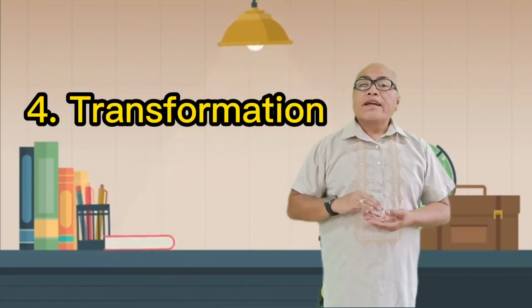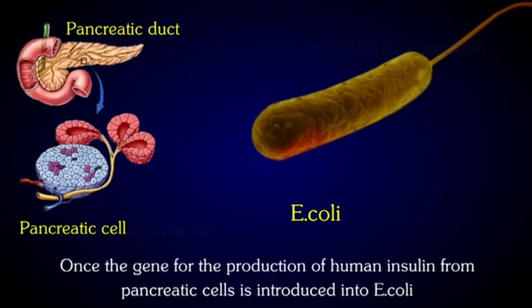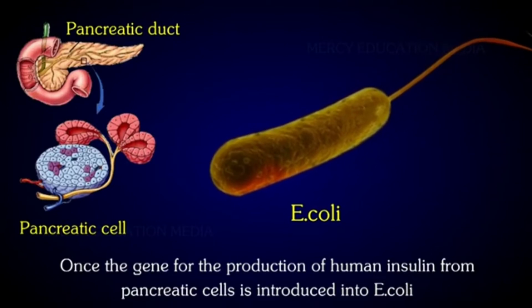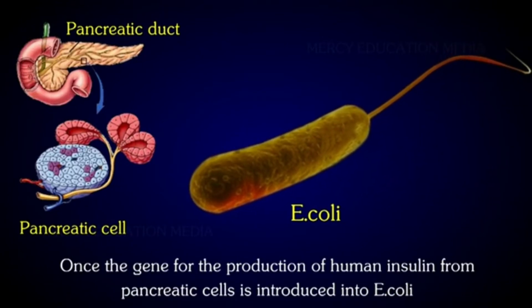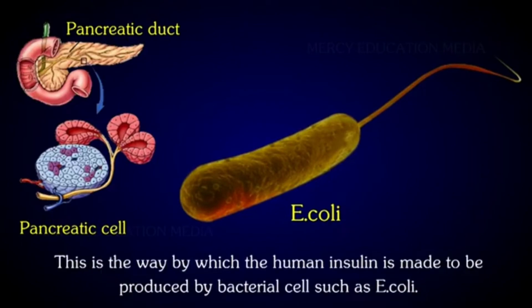Number 4. Transformation. Transformation is the transfer of the recombinant plasmid into a host cell that would carry out replication to make huge copies of the recombined plasmid, recombinant DNA introduced into bacterial cell.